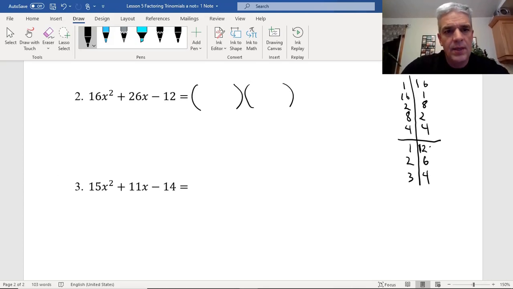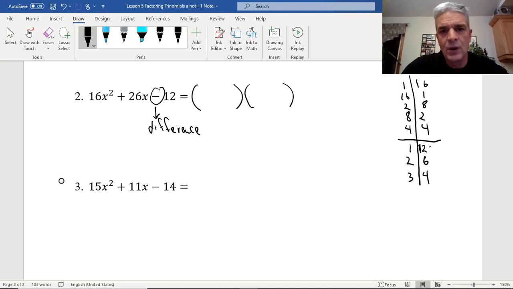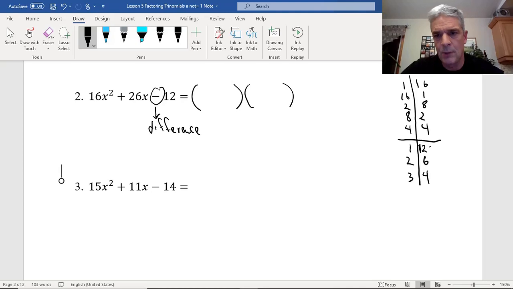And now, this time I know that I have a negative here, so that tells me I'm going to have a difference. What that tells me is that these two signs, one's going to be positive, one's going to be negative. I don't know which one's which yet, so I'm not going to put them in. It's not bigger, smaller, like when we do simple trinomials. The more complex trinomials, I need to reserve some time here to determine that. And you're going to see how I figure that out, okay?